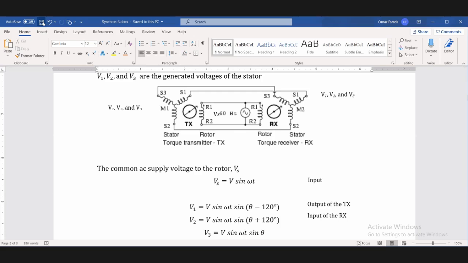So let's discuss this. Now it is M1. Okay, so there are two machines. One is the transmitter, the other is the receiver. That is M1, and that was M2. That was M1 and that was M2.